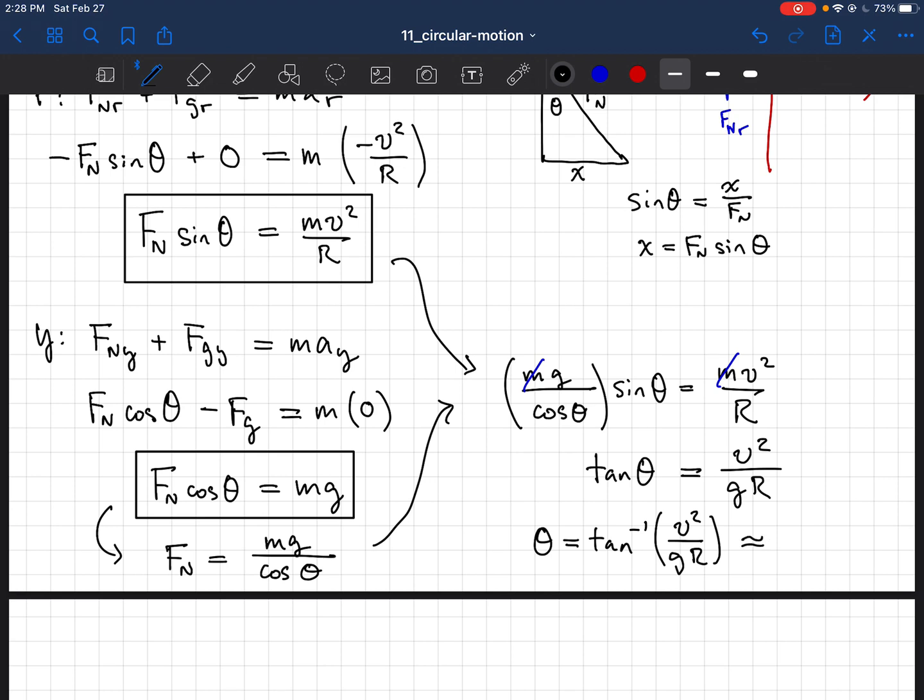So what is that? We need to plug into the calculator. So we get inverse tangent of, our v was 25 meters per second. The square of that divided by 9.8 divided by our radius of curvature, which was 160 meters. And we get 21.7 degrees, so about 22 degrees.